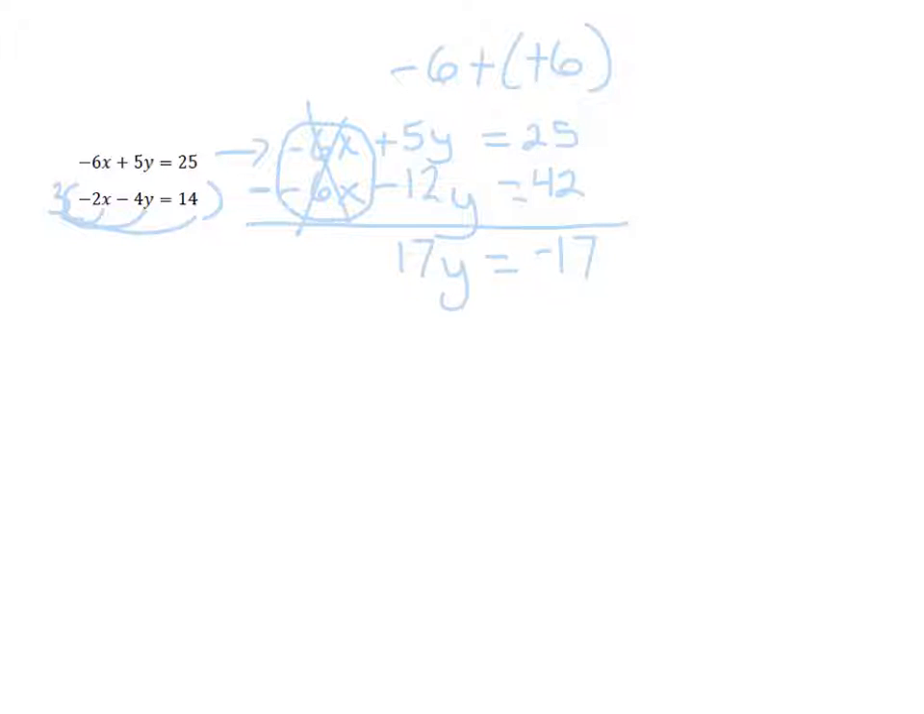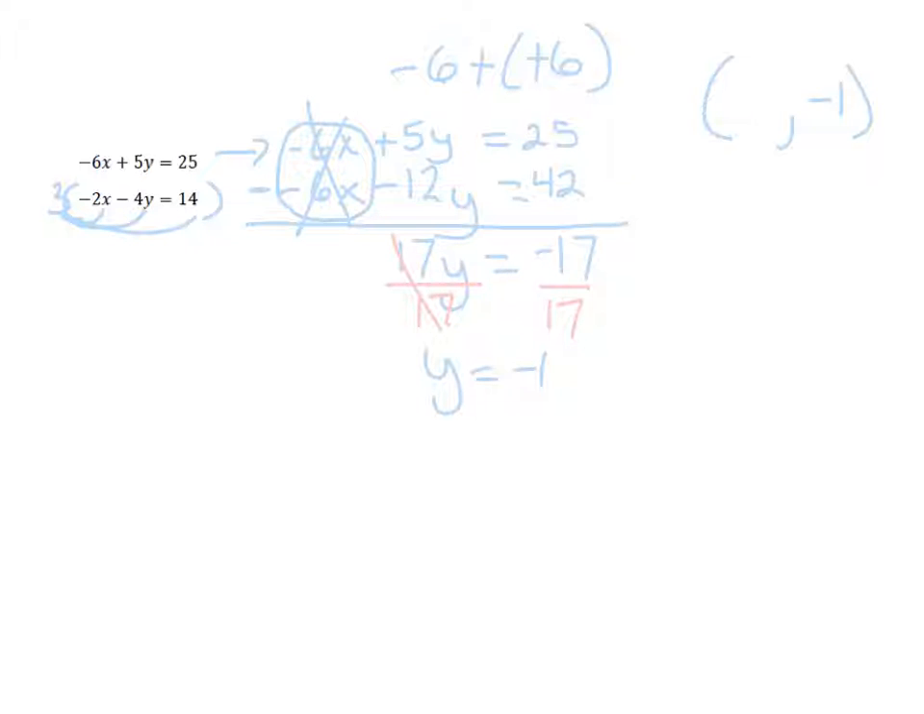So again, if you're a little bit confused, now would be the time to stop and pause and take a moment to look at the work that I just did. So I want to solve for y now. So what I can do is divide by 17. I get y equals negative 1. Looking for the intersection point of the two lines, so I need to find the x value as well.